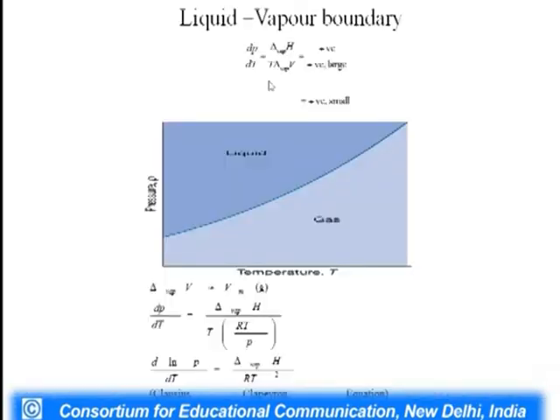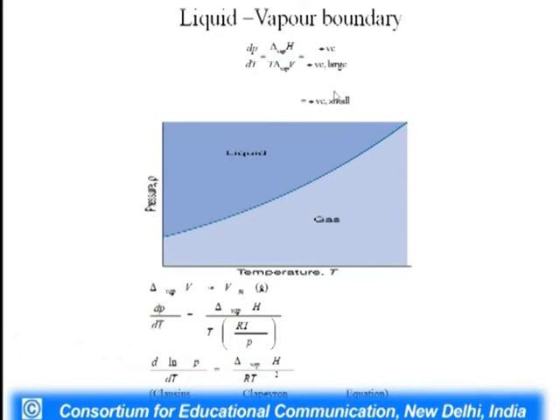Okay, for the liquid-vapor boundary, what we will get is dP/dT = ΔH/(TΔV). Again, we think of this liquid changing to vapor. So we need to supply heat, and so ΔH is positive, ΔV is also positive. Generally, the volume of gas is always much greater than the volume of liquid, and so it is positive.